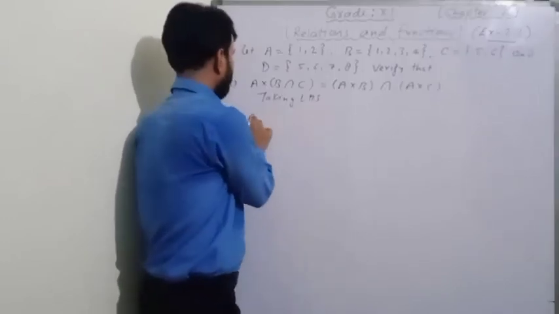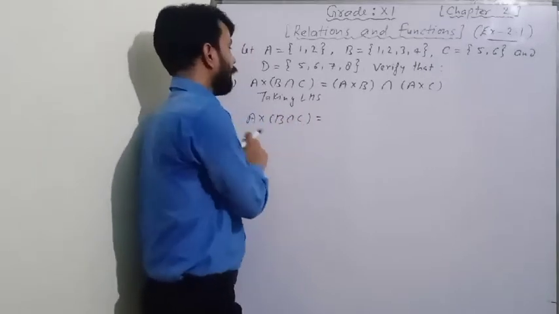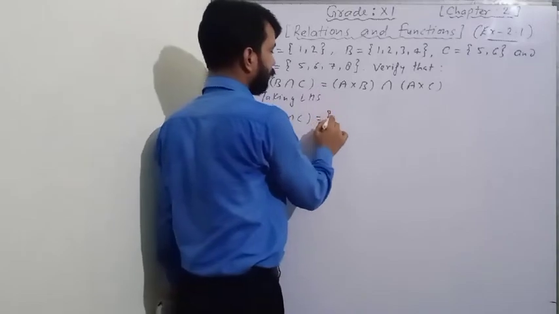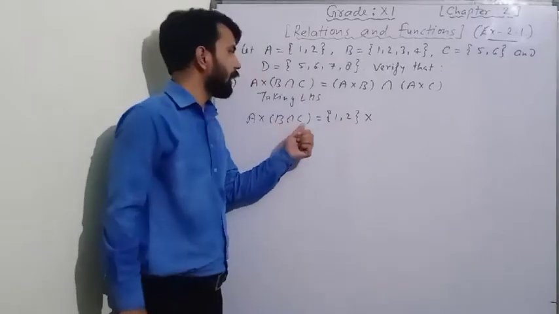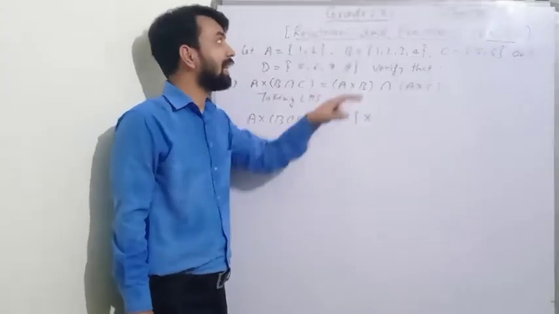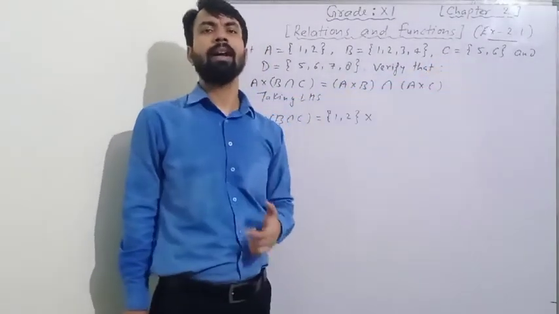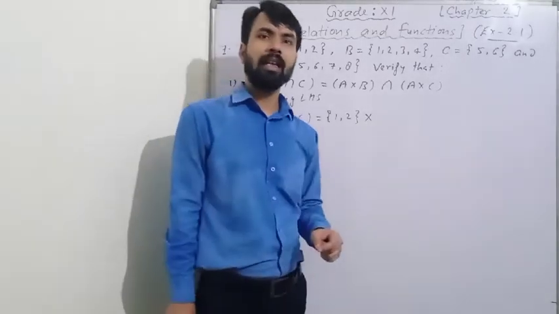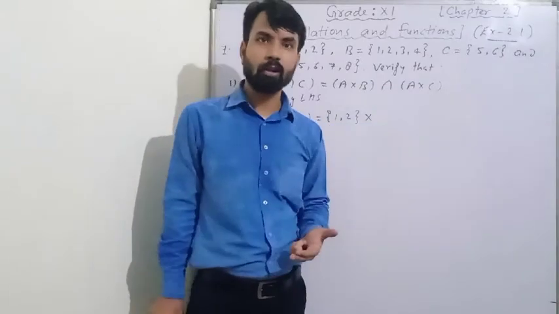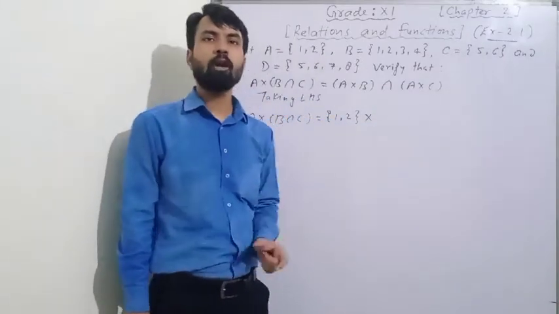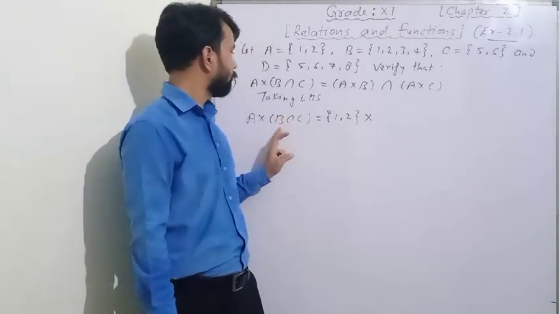Left hand side is A cross (B intersection C). So beta, A set is {1, 2}. We have to write the set A cross (B intersection C). First, the intersection of B and C, these two sets. And you know that for finding the intersection, we will have to take the elements which are common in both the sets. Am I right? How can we find the intersection of two sets? We have to make a set of all the elements which are present in both the sets. Yes. So B intersection C.